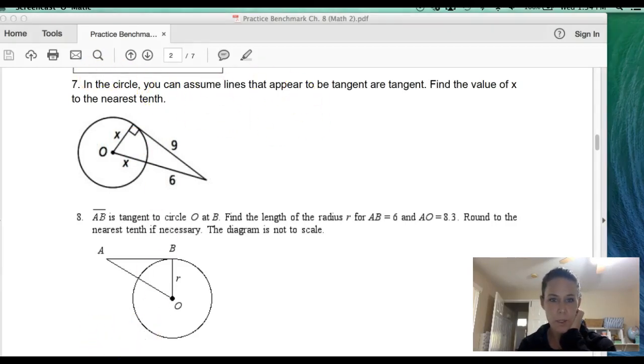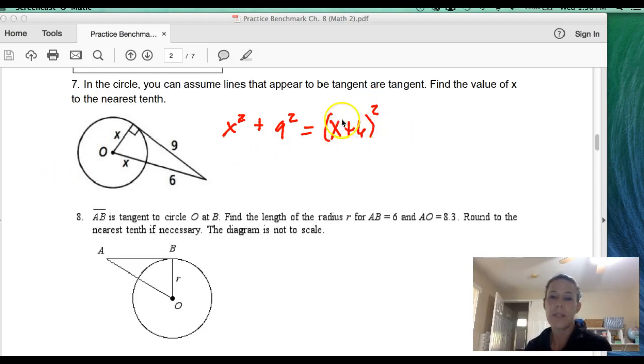Hold on one second. I'm trying to get this pen to work. Come on, pen. All right, so we're going to go ahead and set this up. We have our a squared, so one side squared plus the other side squared, plus b squared is going to equal c squared, or hypotenuse squared, which will be x plus 6 squared.